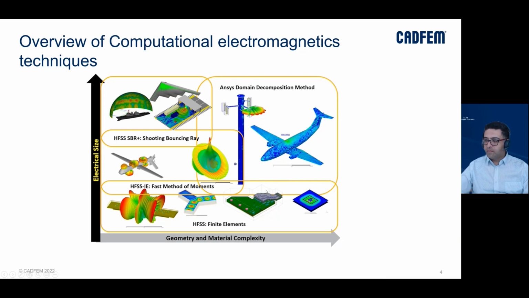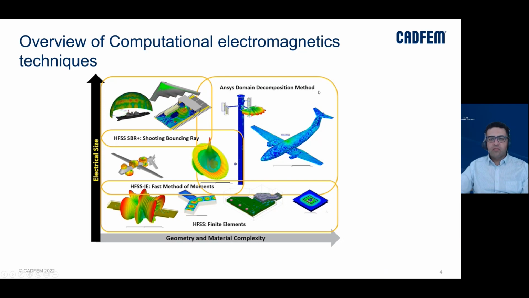So you start by FEM. And if your electrical size increases, you go to integral equation or method of moments. That means the same thing. And using the latest variant of that, that's the fast method of moments, or MLFMM, multi-level fast multipole method. And if the electrical size increases further, you go to SBR plus. That stands for shooting and bouncing rays, and really you can do very, very large problems. You can do even whole cities, whole aircraft or ships.